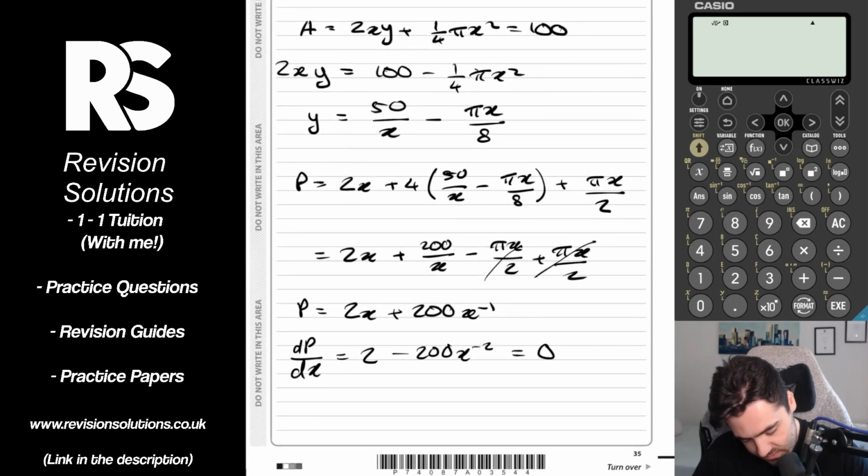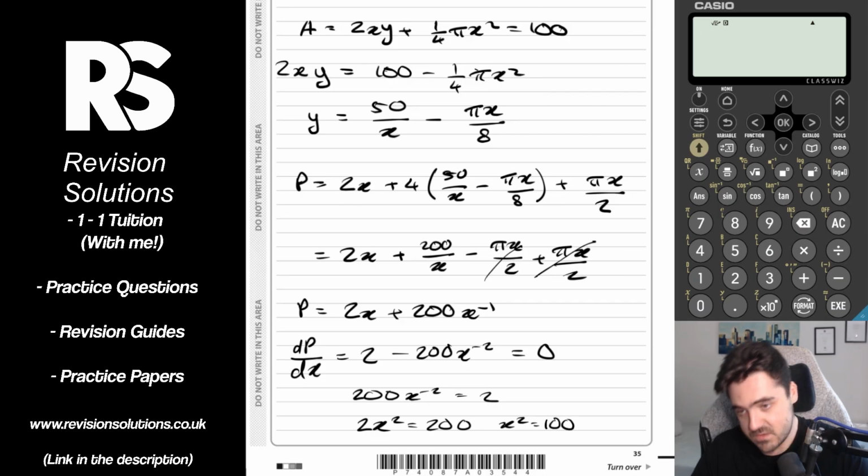So rearranging, we'd have 200 x to the minus 2 equals 2. So x to the minus 2, that's 1 over x squared. So let's just multiply up by the x squared. That gives us 2x squared equals 200, or x squared equals 100. And then x would be plus or minus 10, but minus 10 doesn't make much sense, so let's call x equal to 10.